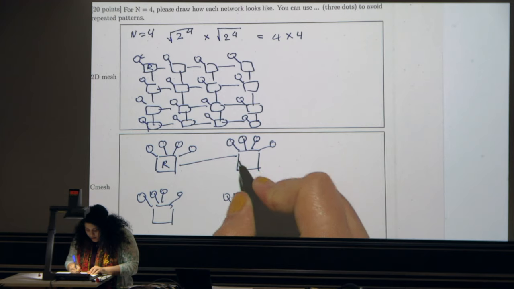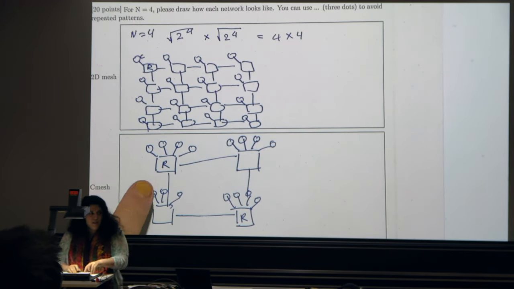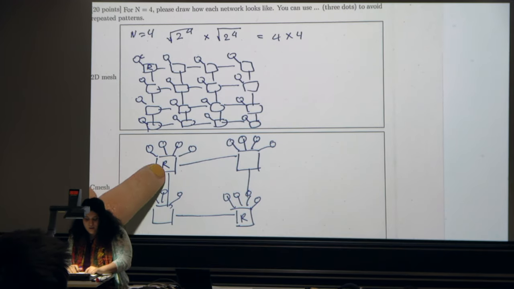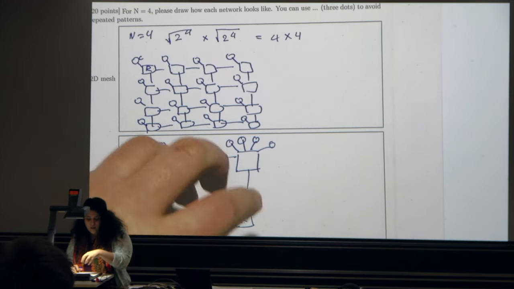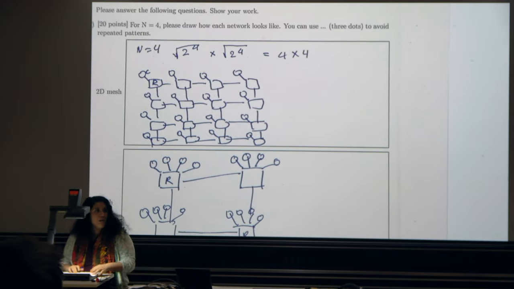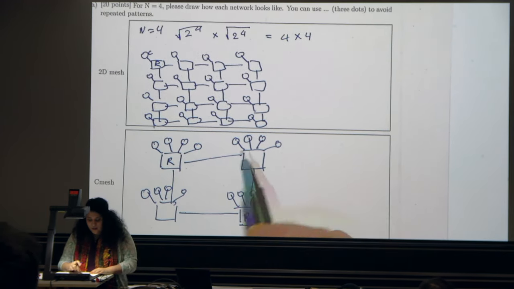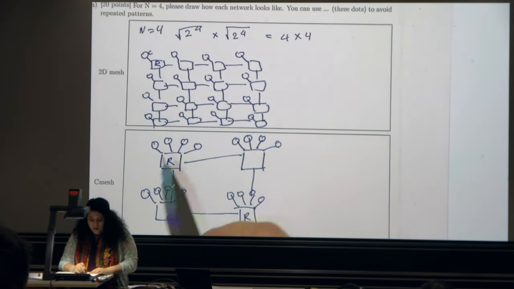And then they are connected like a normal mesh. So can you guys think of what are the benefits or disadvantages of this C-mesh compared to the normal 2D mesh? Can you think of something? Like, why could it be better to use C-mesh?